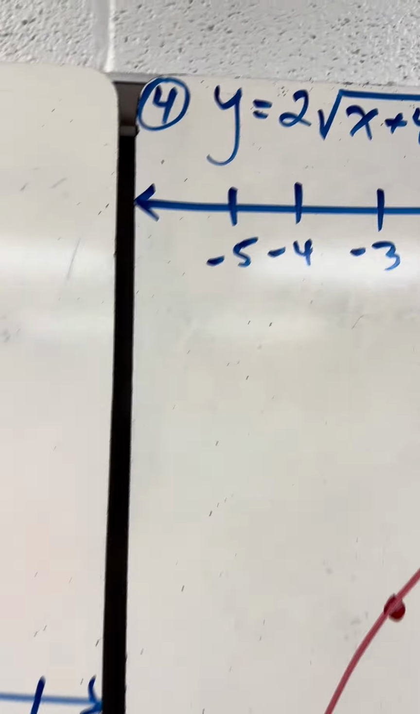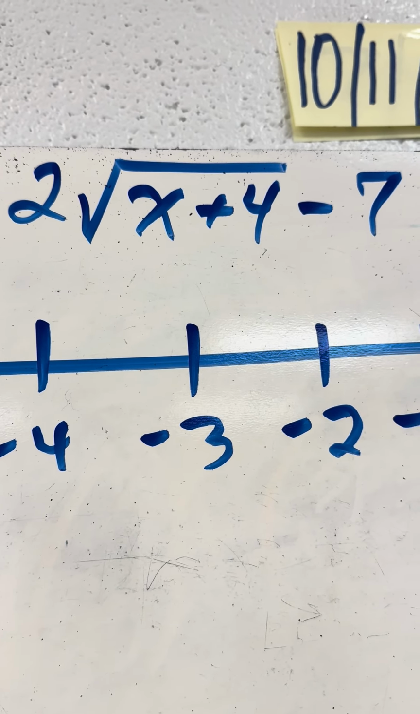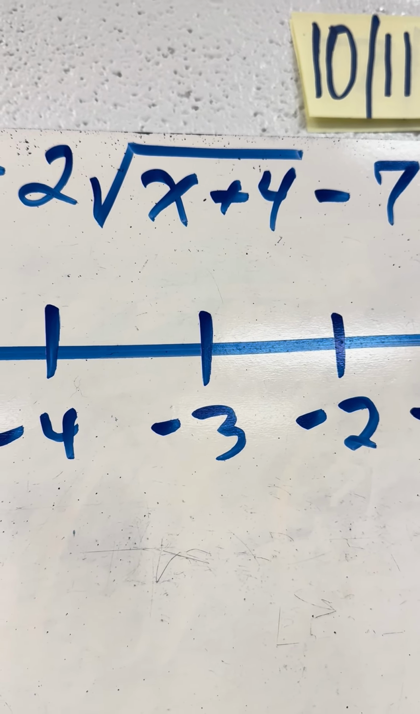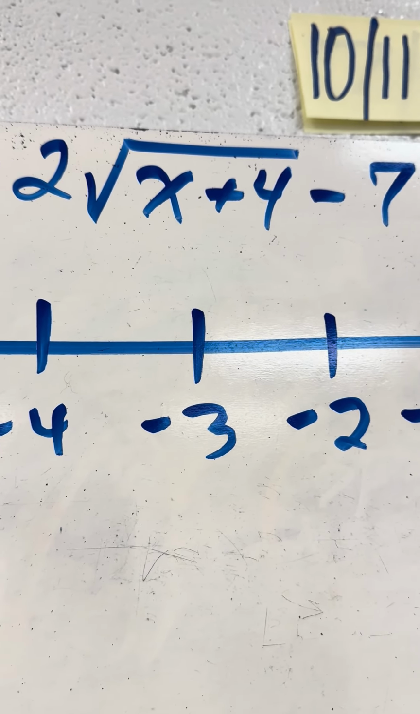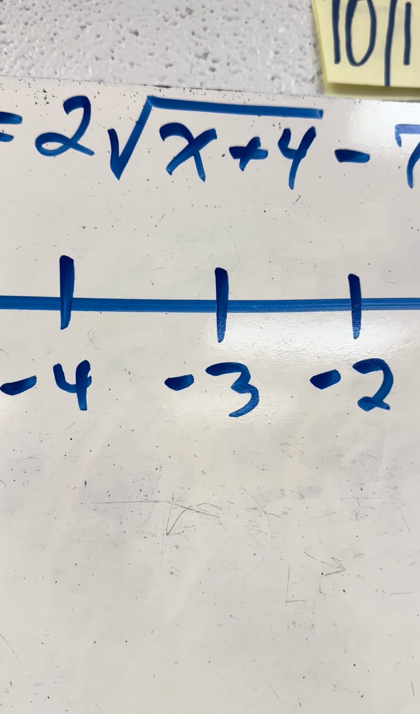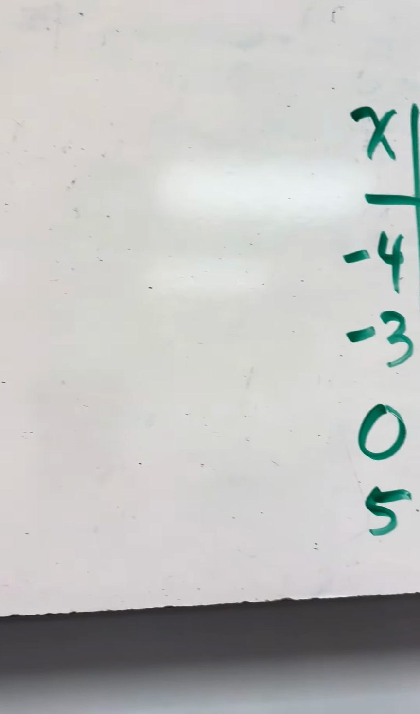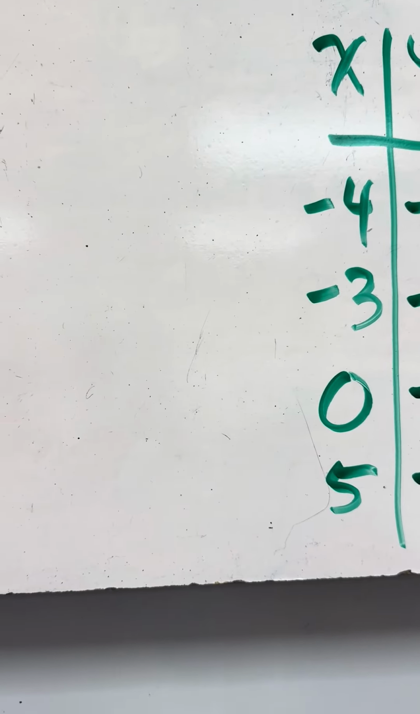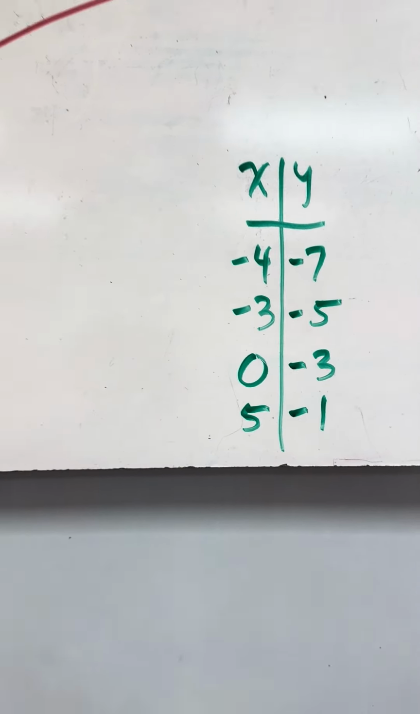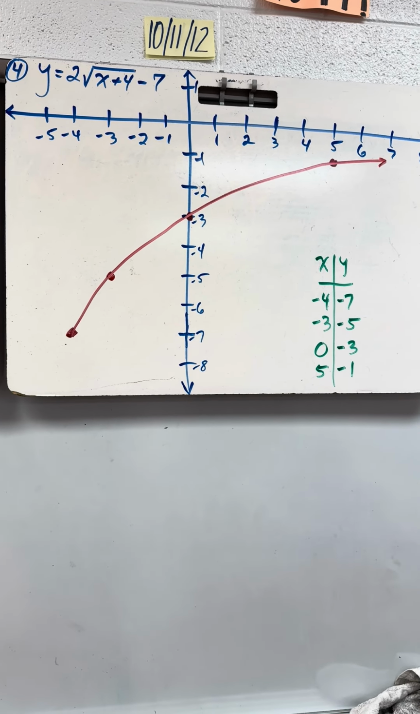Over here, what do I put in for x in order to get 0? I put in -4. What do I put in to get 1? I put in -3. What do I put in order to get 4? I put in 0. What do I put in order to get 9? I put in 5. So I have -4, -3, 0, and 5. And I get those coordinates. I plot them, draw the line, and it looks like that.